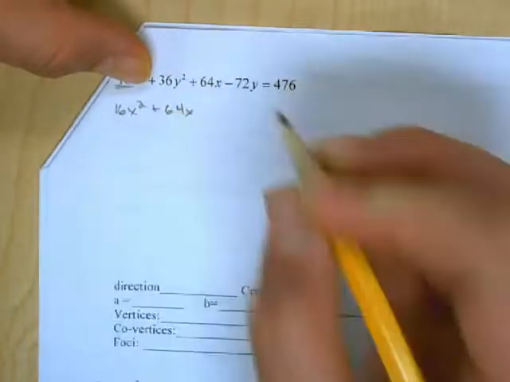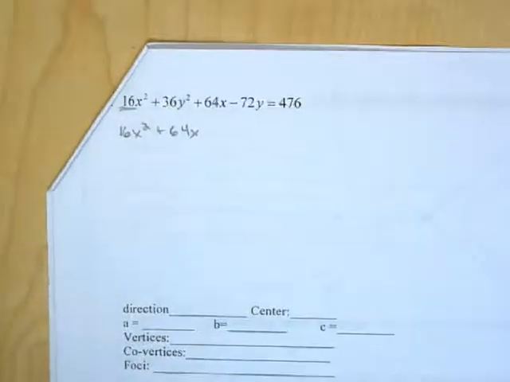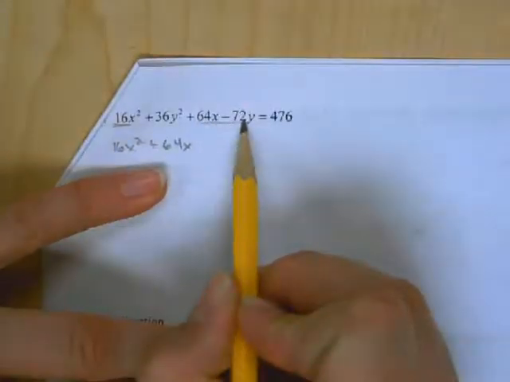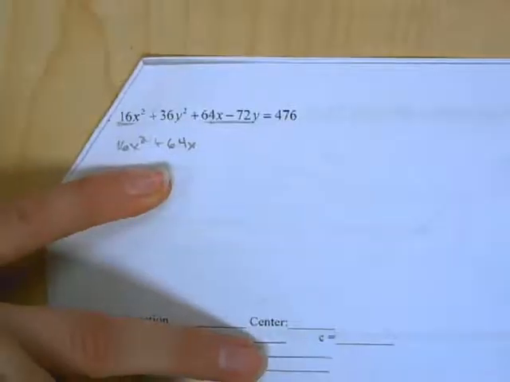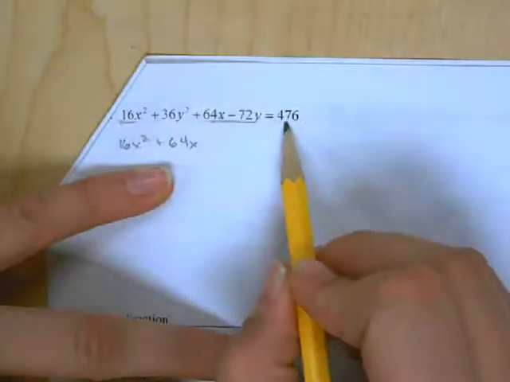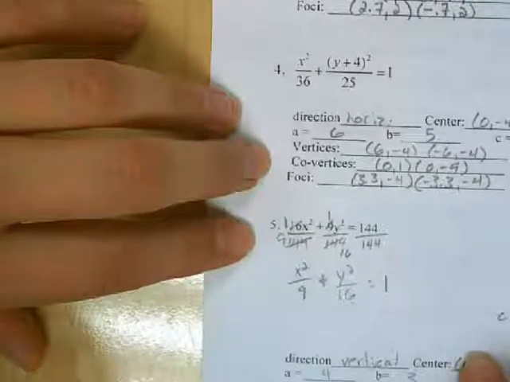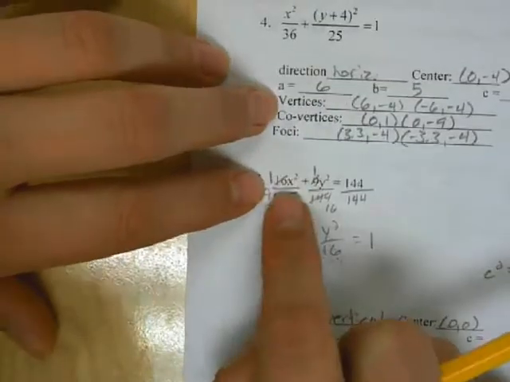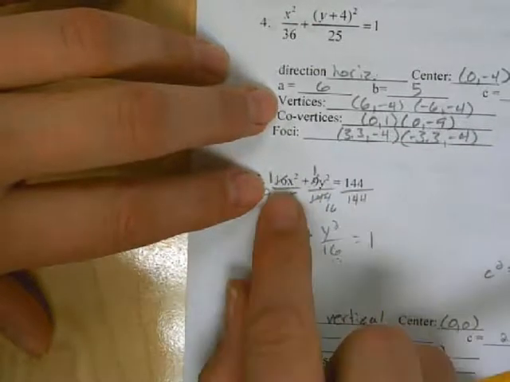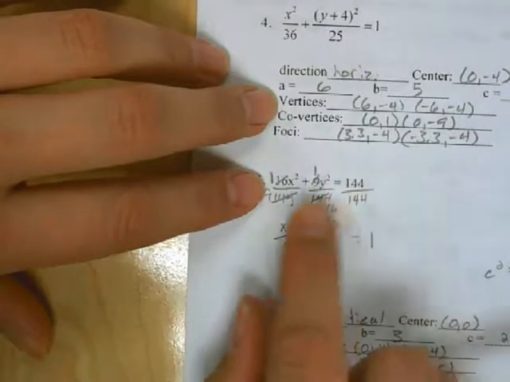By the way, what told me I needed to do this complete the square is that I have this extra x and y sitting over here. If I didn't have an x and a y, I wouldn't have to. I would just divide everything by 576, just like I did on the last page. Here I had the number out front, 16x squared and 9y squared equal to 144, but I just had an x squared and y squared, so all I had to do is divide.